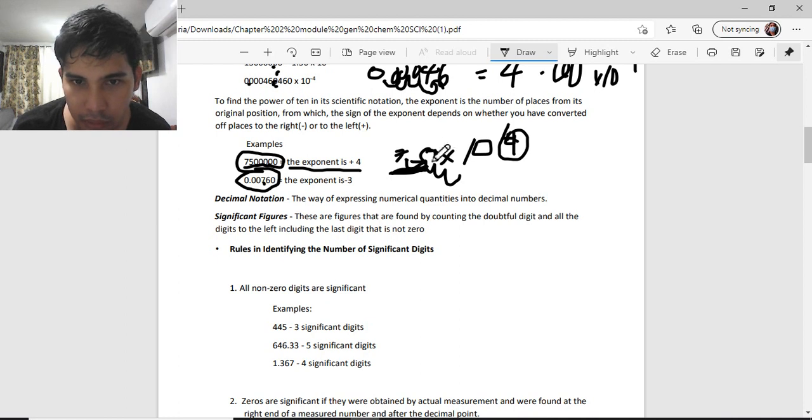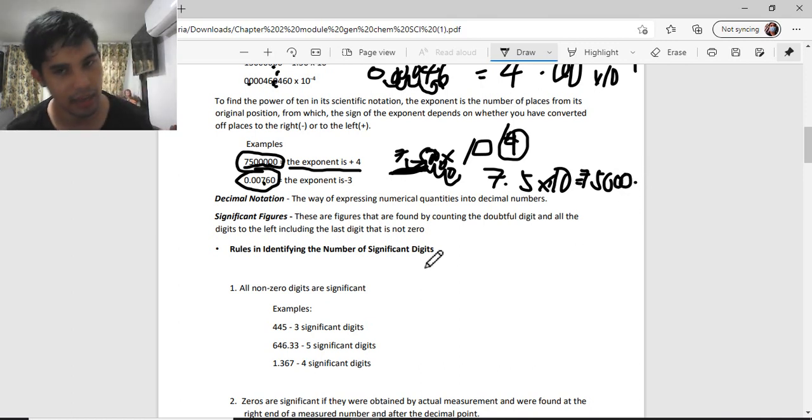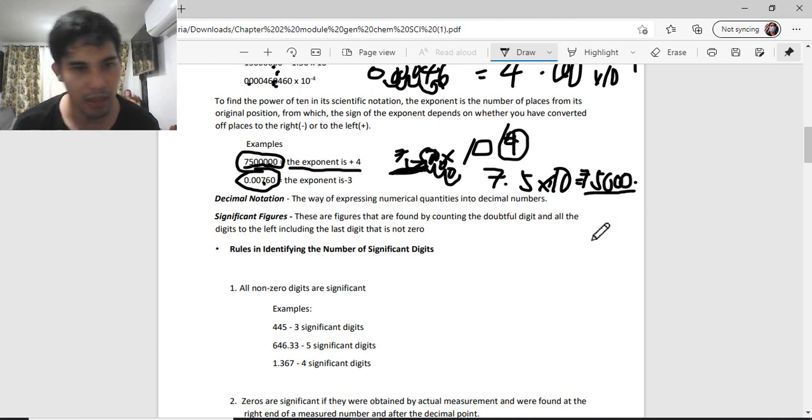Therefore, the value is, I'm writing with the mouse, 0, 0, 0. So, guys, 7.5 times 10 raised to 4 becomes 7, 5, 0, 0, 0. Then the decimal point goes here. This is your decimal notation.